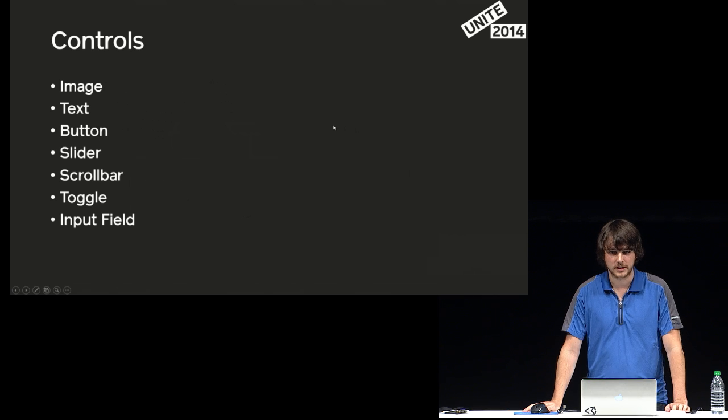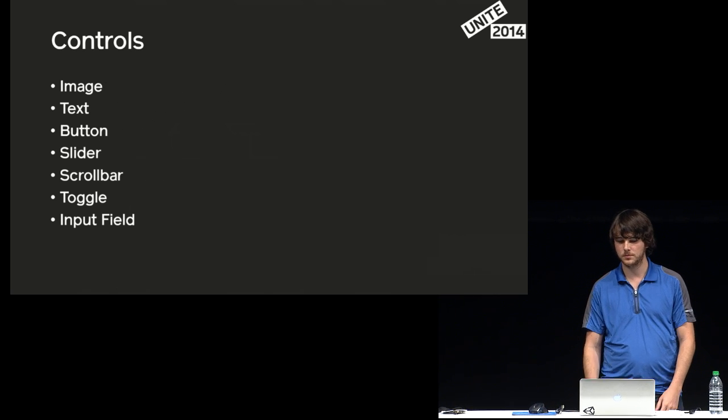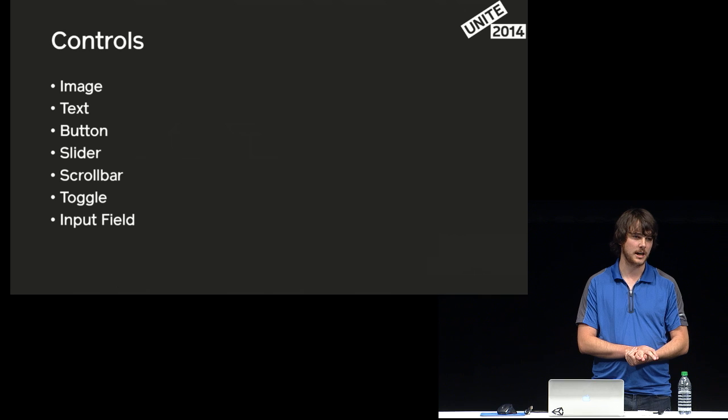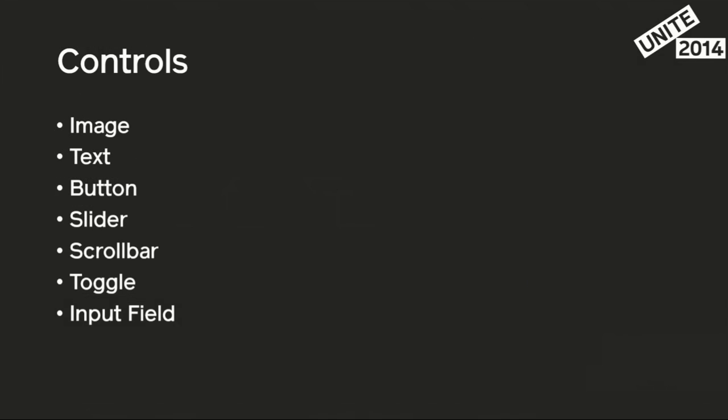So along with 4.6, we have a bunch of different controls. We have an image and text, which I classify as renderable controls, meaning that these are the only items that actually do any rendering. They tell the canvas, here's my material that I'm using, here's my vertices, here's where I'm positioned, where the other controls like button, slider, scroll bar, toggle, input field, I think I'm missing one, toggle. No, it's there. They are more interaction and selectable controls.